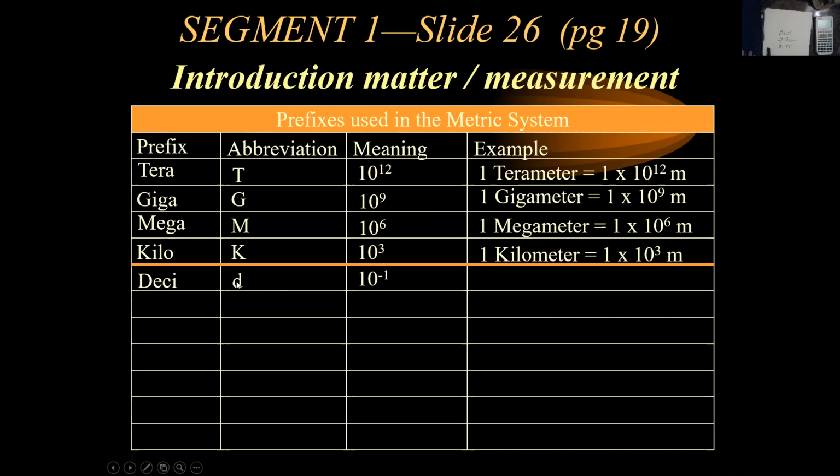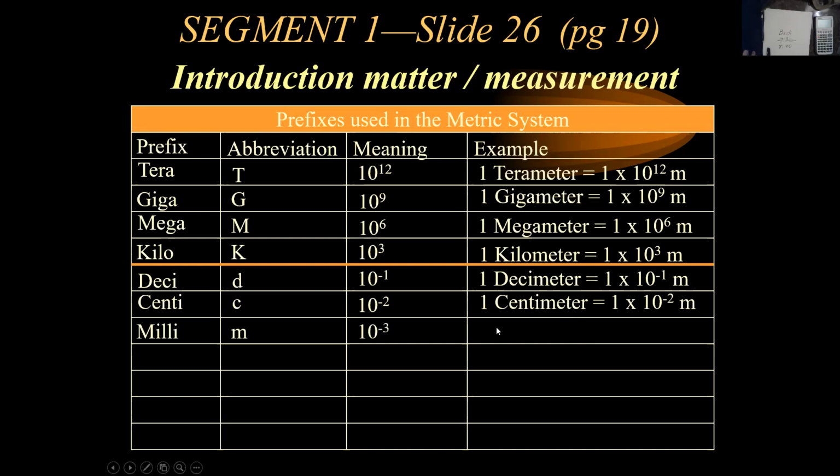Deci is D, it's 10 to the minus 1, so it's 0.1. So 1 decimeter would be 1 times 10 to the minus 1 meters. Centi is 10 to the minus 2. A centimeter is a unit you use in the laboratory, and you have little rulers that often have 1 foot on one side and, what is it, close to 30, I guess, centimeters on the other side.